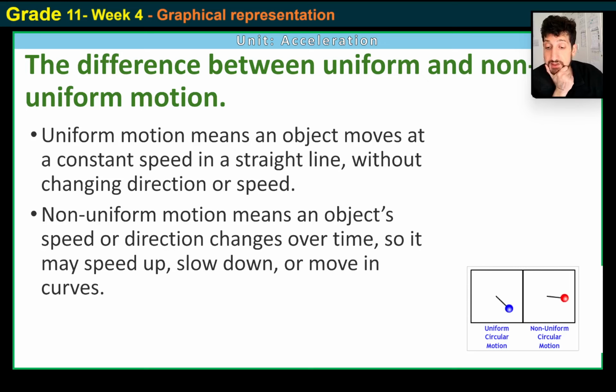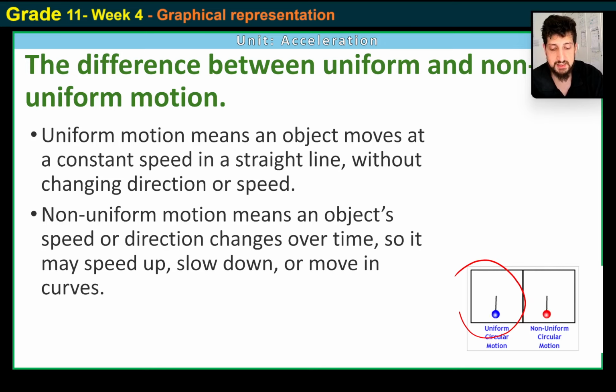The difference between uniform and non-uniform motion. Uniform motion means an object moves at constant speed in a straight line without changing direction or speed. Basically, the speed is constantly the same, or the change is the same. Non-uniform motion means an object's speed or direction changes over time, slows down, or speeds up, or moves in curves, and so on. So here we have an example of what uniform motion looks like.